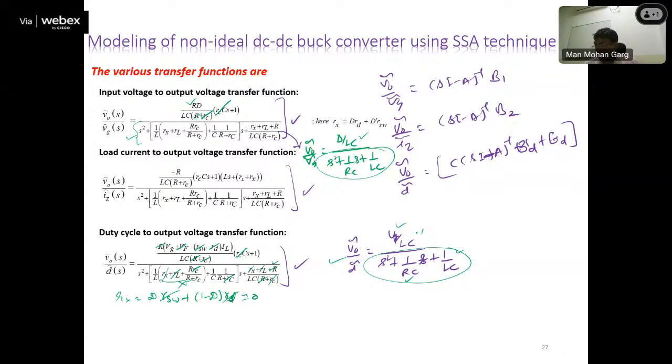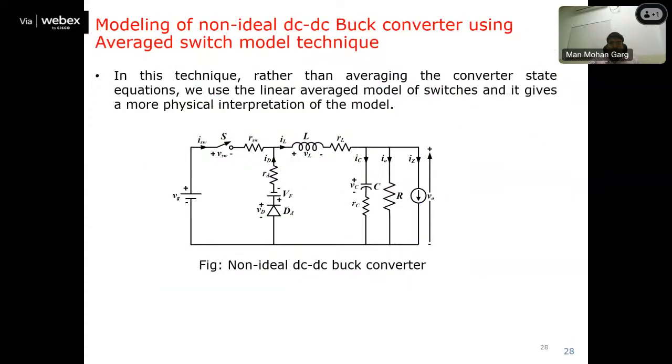In some cases, you are considering only RL, then you put the remaining to 0. In some cases, you say RL and RC I want to consider, so you put the diode losses and switch losses to be 0. If you want to see the effect of only switch loss and diode loss, then put the other losses, inductor losses and capacitor losses, to be 0. So once we get this model, we can do analysis in all possible ways.